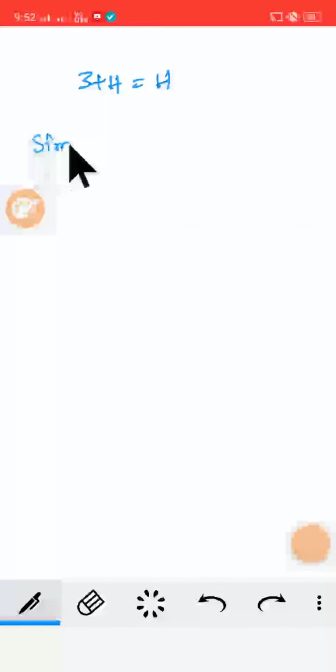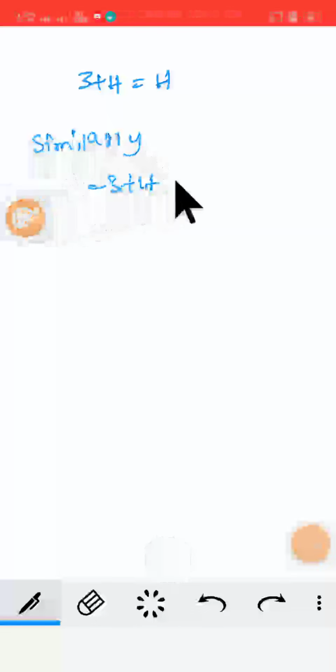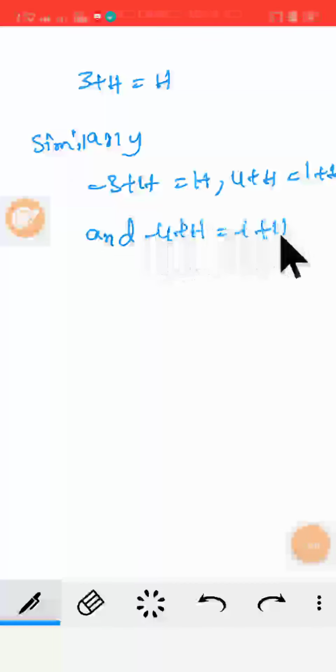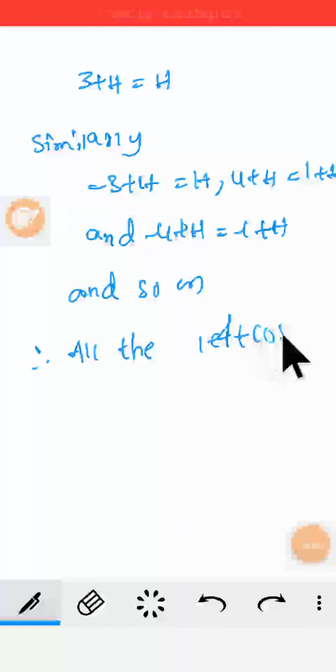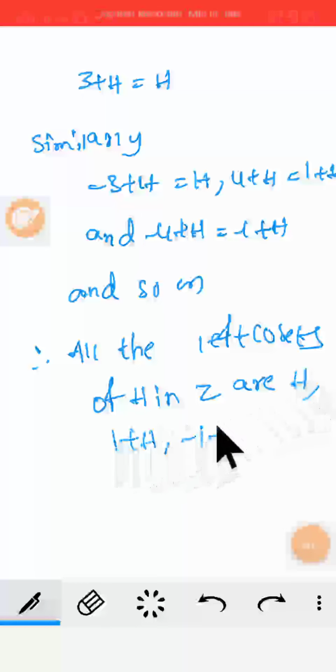Similarly, minus 3 plus H equal to H, 4 plus H equal to 1 plus H, and minus 4 plus H equal to minus 1 plus H, and so on. Therefore, all the left cosets of H in Z are H, 1 plus H, minus 1 plus H.